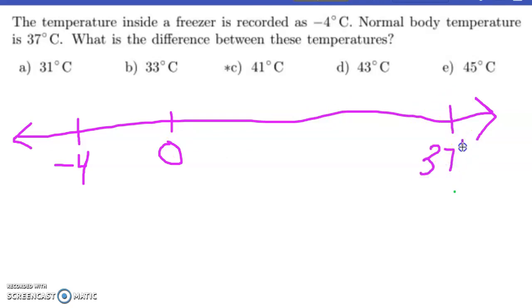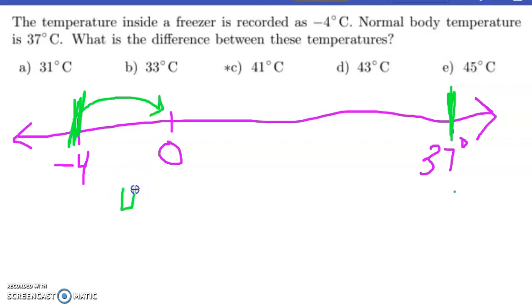And it wants to know the difference between these two temperatures. Okay? So here's the thing. I want to know how many jumps it's going to take. And let me change colors. To get from this point on my number line at -4 to this point on my number line, which is 37. Well, you all know that it's going to take 4 jumps to go from -4 to 0.